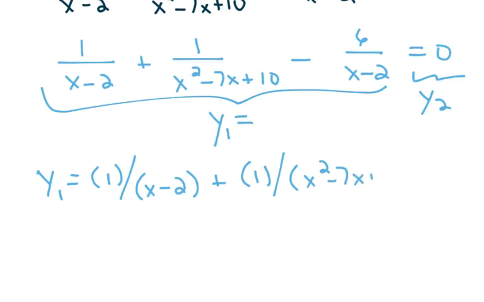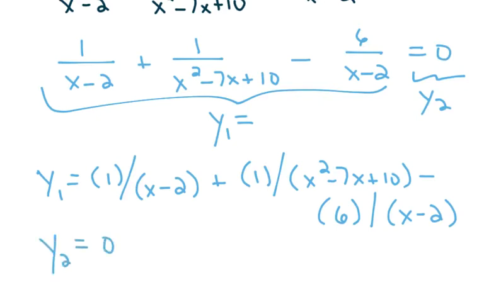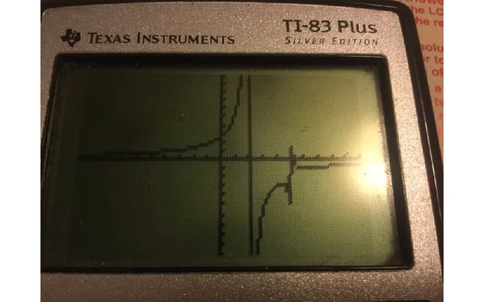You don't even have to write it in factored form. Leave it in unfactored form. I'm running out of space, which is why I'm going to the next line here. So when you put this in y1 equals, it should look like this. And y2 equals should say 0. And then this is the graph that I get.